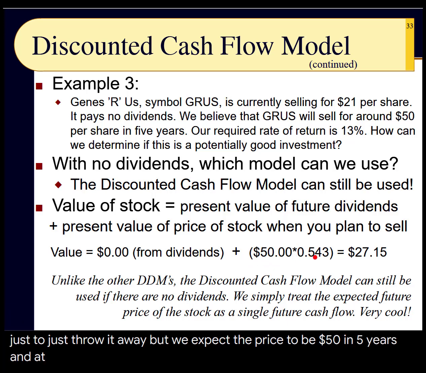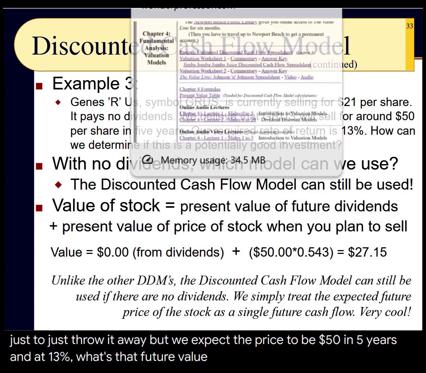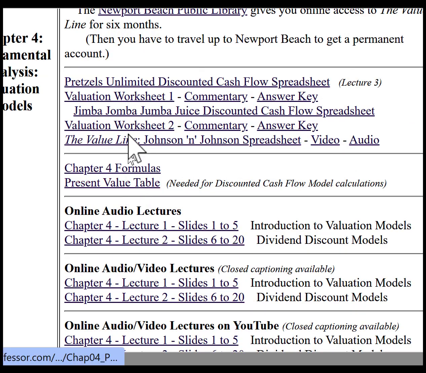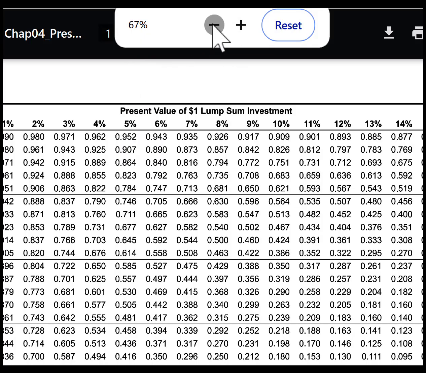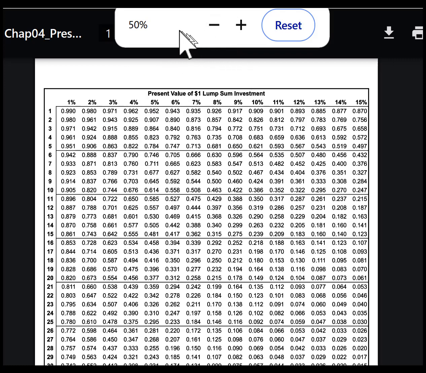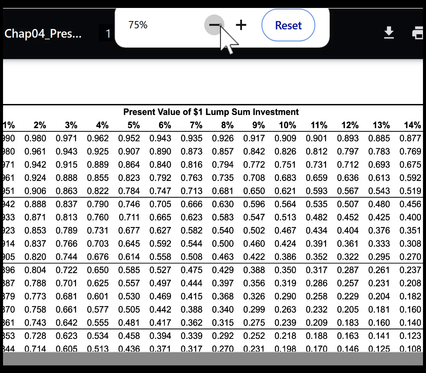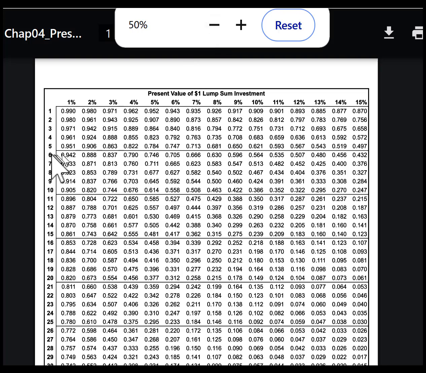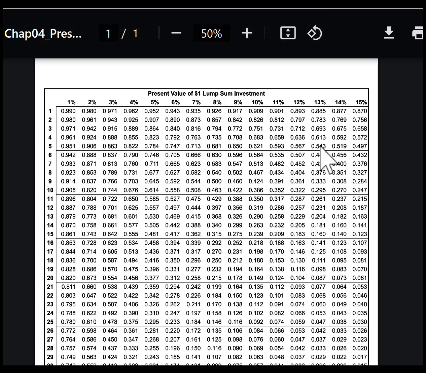And at 13%, what's that multiplier? Let's go back to the present value table. At 5 years, let's make it a little bit bigger. How about 60%? Oops, that was too big, too fast. So here's 5 years. At 13%, it's 0.543. Can you see it? Maybe not. Print out the present value table and make sure you have it. You go across the 13%, down 5 years, and that's 0.543.